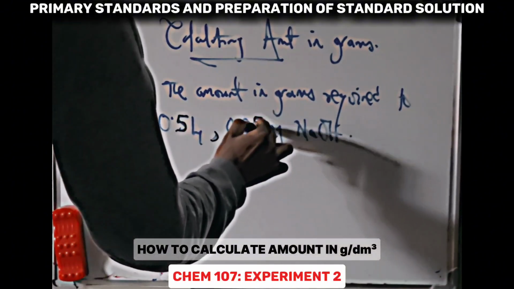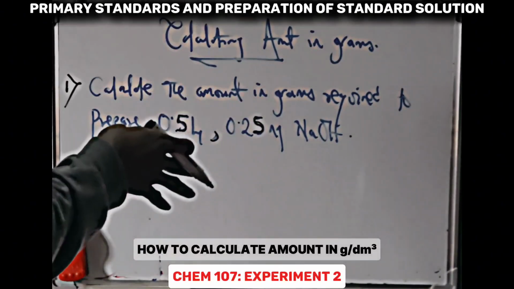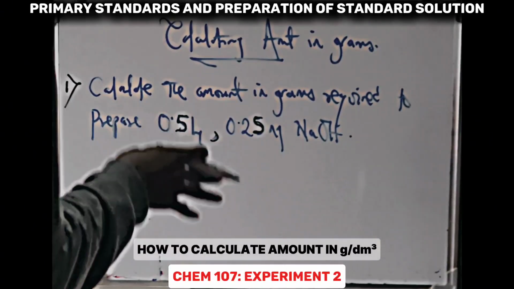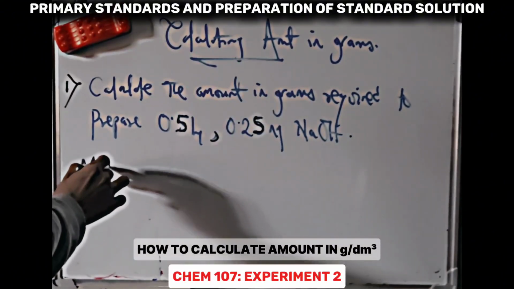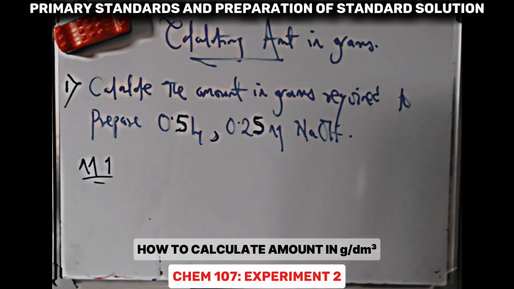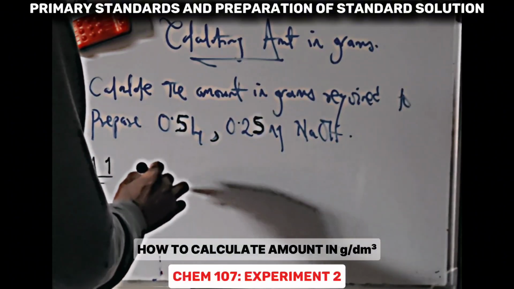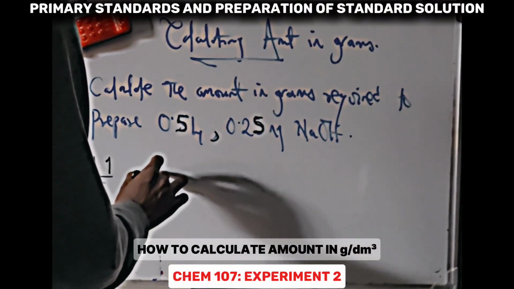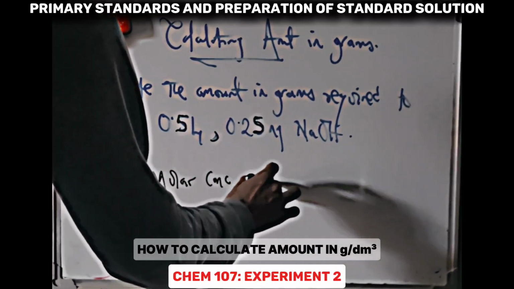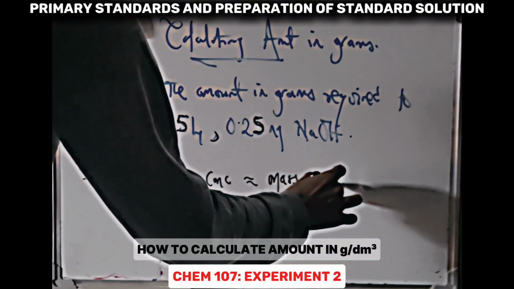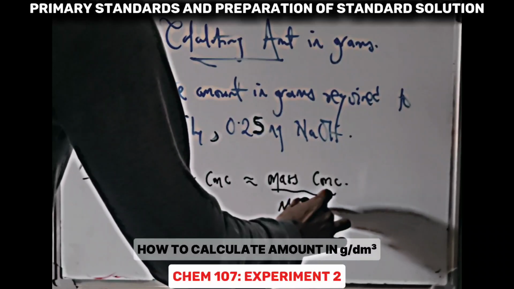Okay, so we're going to look at two methods. Before you do any calculation, try to interpret what the question is all about. The first method we'll be looking at is method 1. Method 1 has to do with using the chemical formula or the chemical equation. So there is a formula which we use. Molar concentration is equal to mass concentration divided by molar mass.